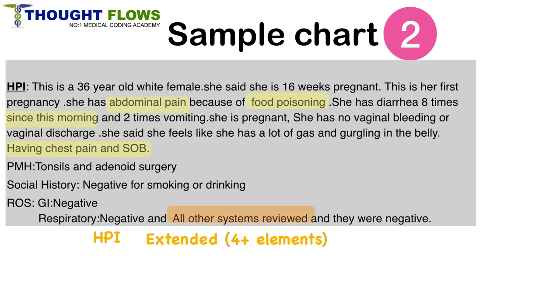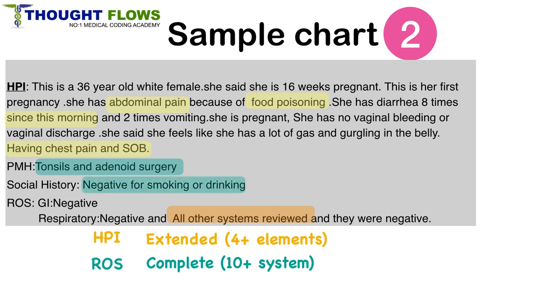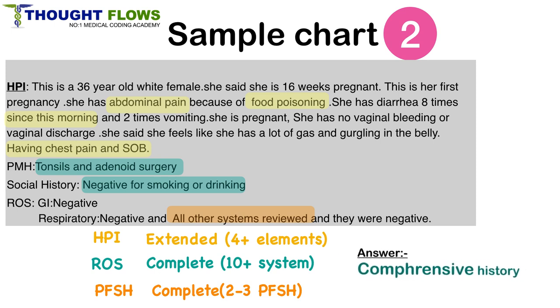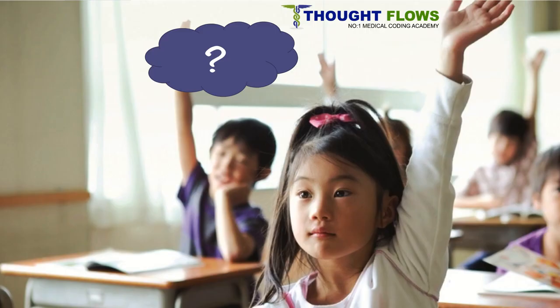And coming to review of systems, that is GI as well as respiratory, and all other systems are reviewed. If all systems are reviewed and negative, we can take it as complete. And coming to PFSH, she has had a tonsils and adenoid surgery and she is negative for smoking and drinking, so we can take it as complete PFSH. As HPI is extended, ROS is complete, and PFSH is complete, all 3 of 3 are met, so you can take it as a comprehensive history. I hope you got a clear idea how to take the level of history.